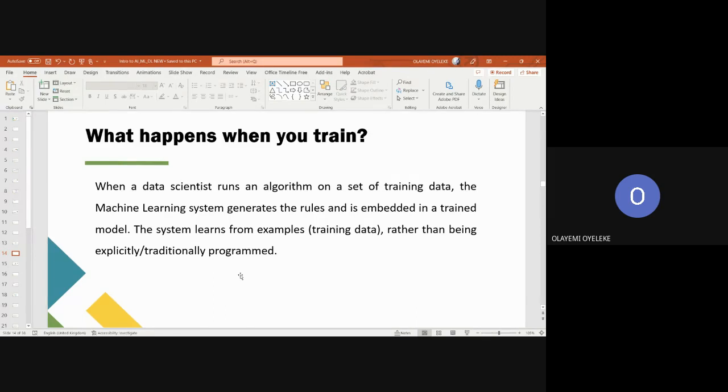In this case, we don't have a programmer behind the computer telling the computer algorithm what to do. The computer algorithm by itself learns from the data and generates rules, generates insights, or identifies patterns, or memorizes patterns in the data. And by doing that, it becomes a trained model. Automatically, the machine learning algorithm, after doing all these things, metamorphoses into a trained model. So by that time, we will say we have a trained model.